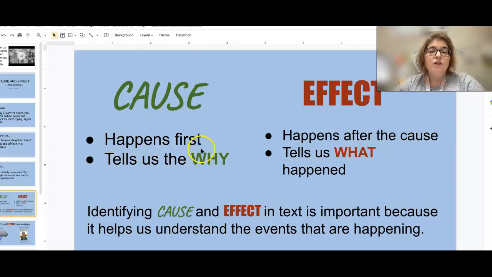Cause usually happens first, and it tells us the why something happens, okay? The effect happens after the cause, and it tells us what happened, okay? So cause tells us why, and effect tells us what. Identifying cause and effect in a text is important because it helps us understand the events that are happening.